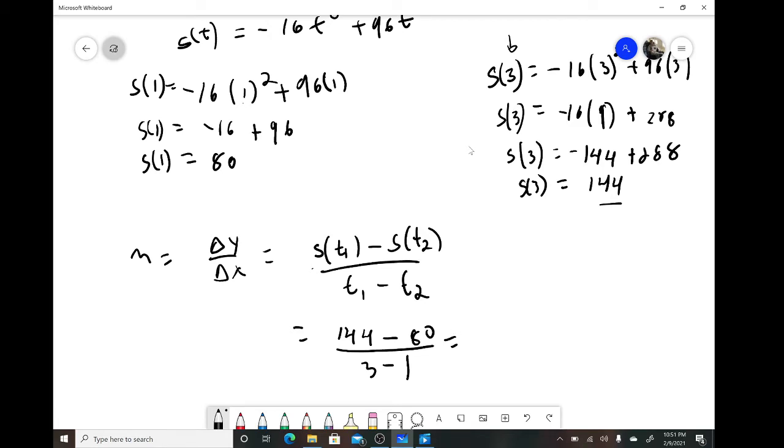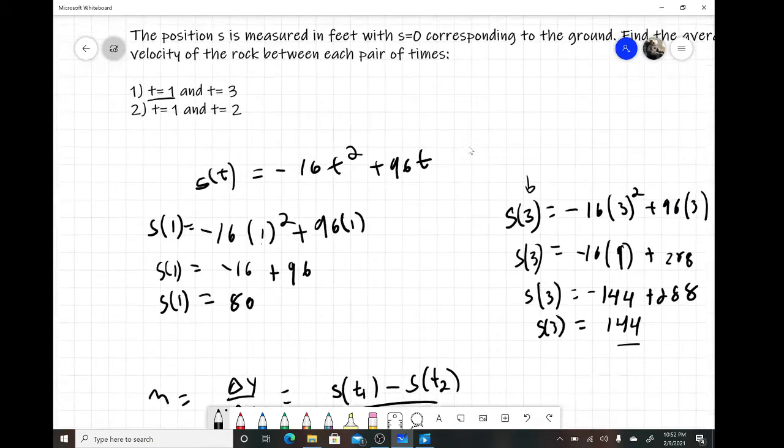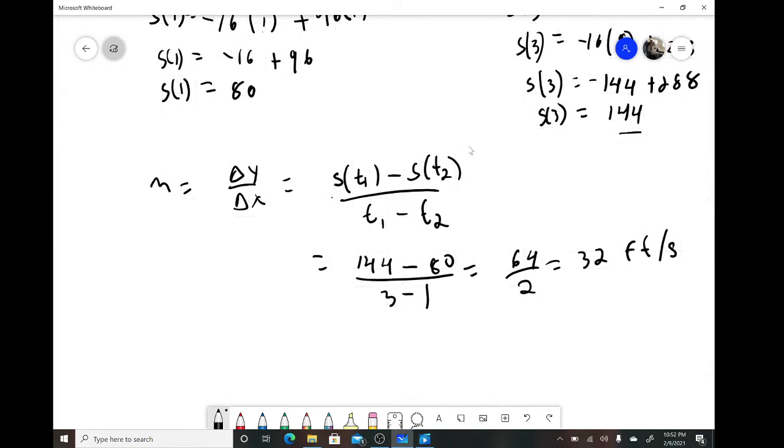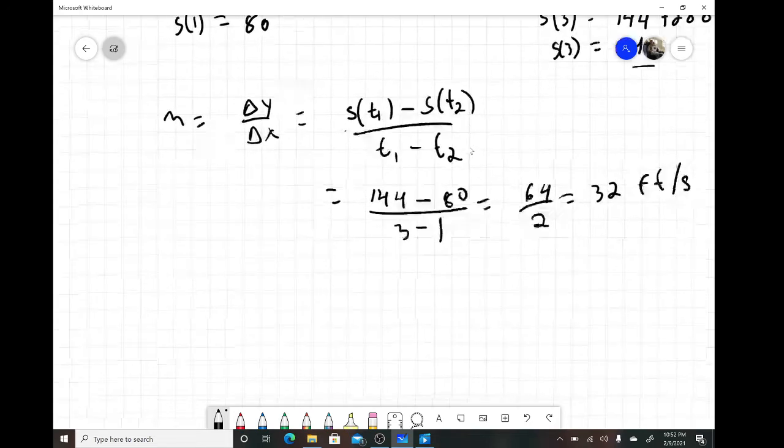Now 144 minus 80 is 64 feet. Remember, this is all in feet and seconds. 3 minus 1 is 2 seconds. So we have 64 divided by 2, which is equal to 32 feet per second. So we have found that the average velocity for the rock between 1 second and 3 seconds was 32 feet per second.